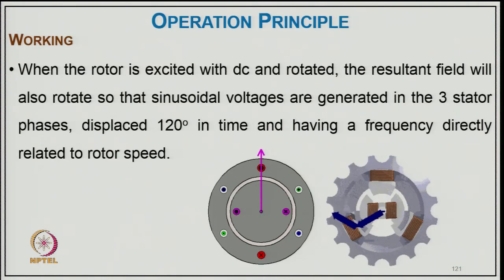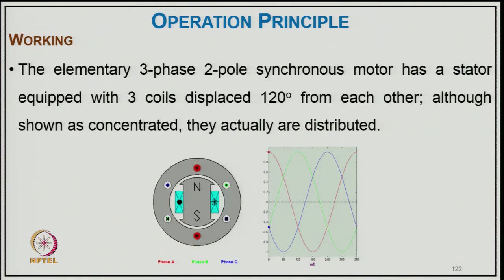Now coming to the operating principle. When the rotor is excited with DC and rotated, the resultant field also rotates, so that sinusoidal voltages are generated in the 3 phases, displaced 120 degrees in time and having a frequency directly related to rotor speed, as you can see here how it is rotating. The elementary 3 phase, 2 pole synchronous motor has a stator equipped with 3 coils displaced 120 degrees from each other. Those are shown as concentrated winding, but they are usually distributed winding, as you can see here.